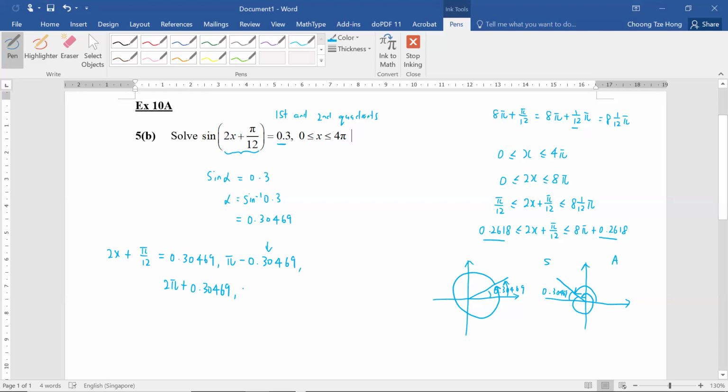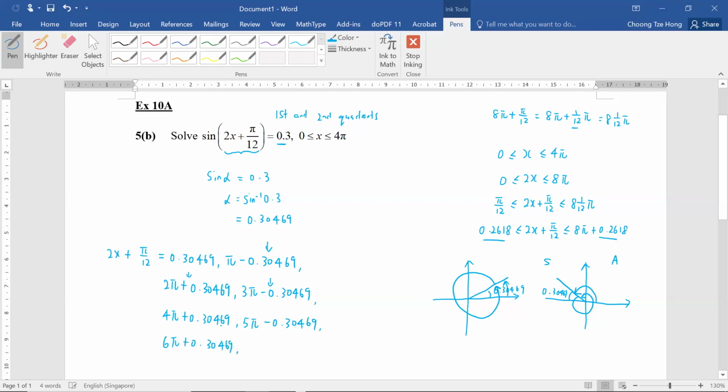If you add 2 pi to pi, it will just become 3 pi. Remember we want to search all the way until 8 pi, so we can still go. Now we are only at 3 pi minus 0.30469. Same thing, the next angle in the first quadrant, add 2 pi to this one, so it becomes 4 pi plus 0.30469. The next angle in the second quadrant will be adding 2 pi to this 3 pi, so it becomes 5 pi minus 0.30469.